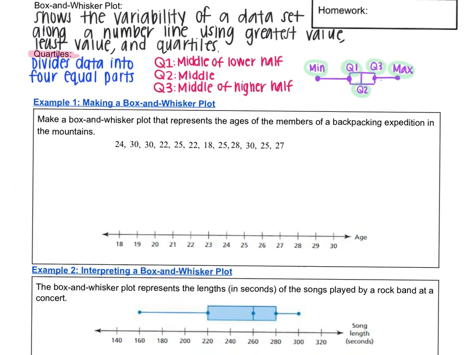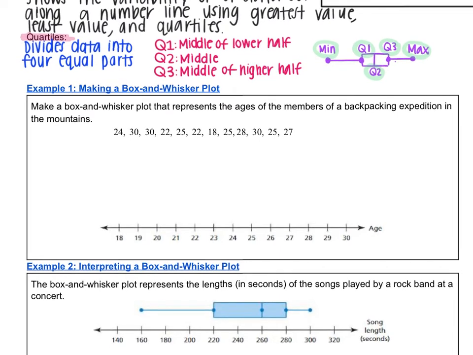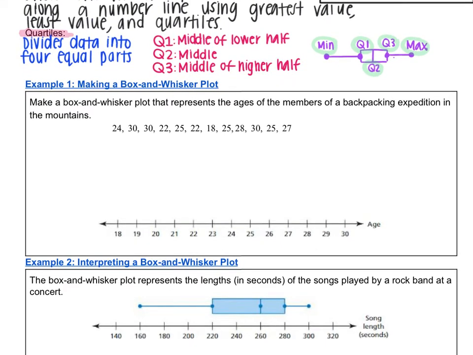Example 1 says, make a box and whisker plot that represents the ages of the members of a backpacking expedition in the mountains. So then I have a bunch of ages listed. So if I'm going to find the min, the max, and then the middle of the lower half and the middle of the upper half, I need to put these numbers in order. So that's going to be our first task here. Let's put these numbers in order.